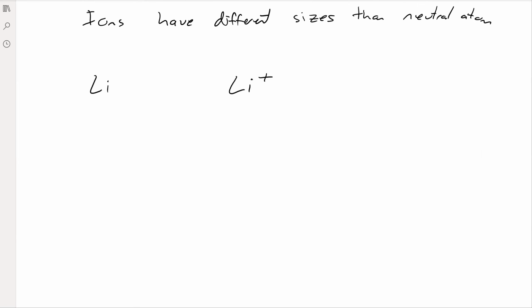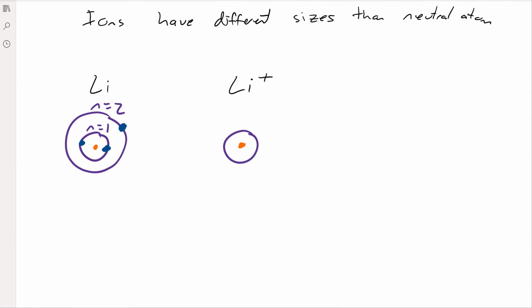Let's think about taking away electrons. So we have lithium and then lithium plus, right? In lithium, we've got our nucleus, and then we've got our n equals 1 orbital, and then our n equals 2 orbital. We have 2 electrons in the n equals 1, and then 1 electron in the n equals 2. And then in lithium plus, we have a similar case, except now we remove this outer electron, right? This outer electron is no longer here, which means this overall n equals 2 orbital is not here.